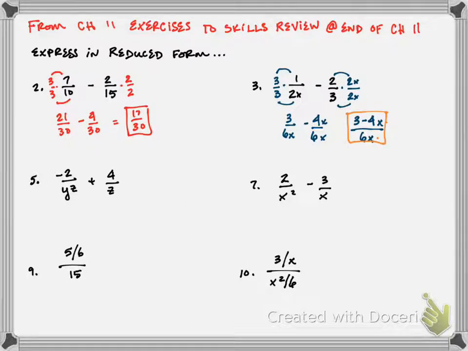Number 5, negative 2 over yz plus 4 over z. And again, we want to find the smallest possible denominator that these two fractions could have in common. So I'll multiply this by y over y, which again is the same as multiplying by 1. Now I have yz and yz in my denominator, and so we can combine these. We get negative 2 plus 4y over yz. And that should be a z there.